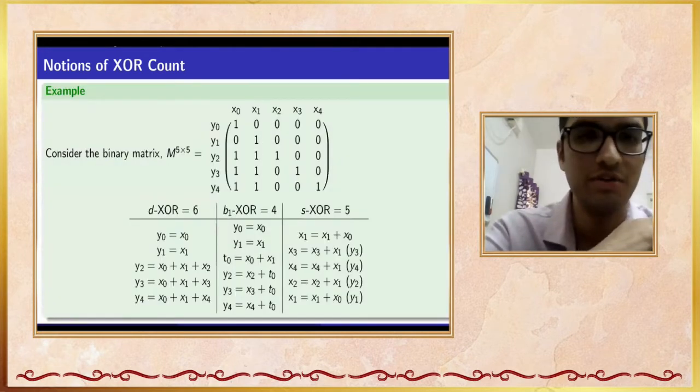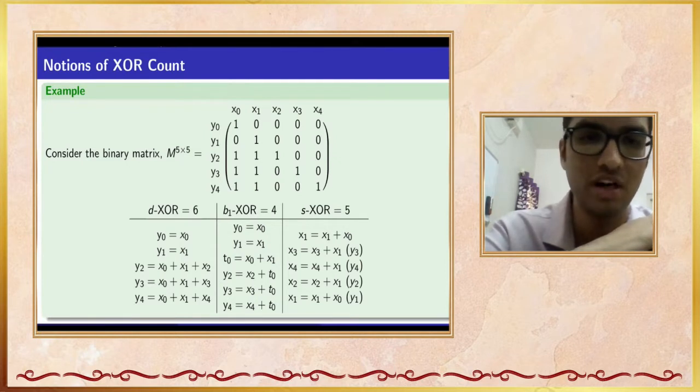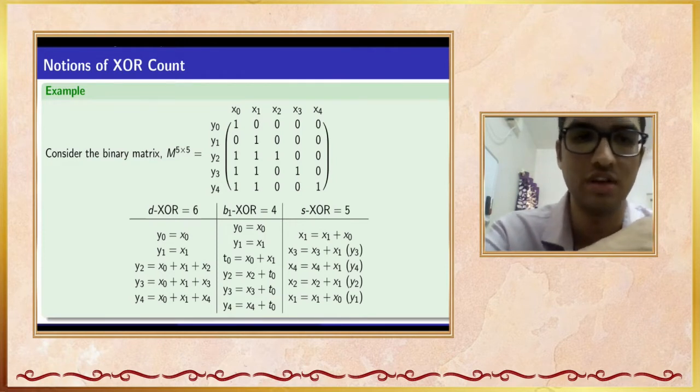Here's a small example to visualize the different notions of XOR count on a 5x5 matrix. The DXOR count of this matrix is 6, the B1 XOR count is 4, and the SXOR count is 5. So we can see that the B1 XOR and SXOR counts achieve a lower cost since they reuse the variable X0 XOR X1 to implement the Y2, Y3, and Y4 outputs of the matrix. So the B1 XOR and SXOR counts are upper bounded by the DXOR count. In other words, the DXOR count can be considered to be the cost of the naive implementation of the matrix using XOR operations.